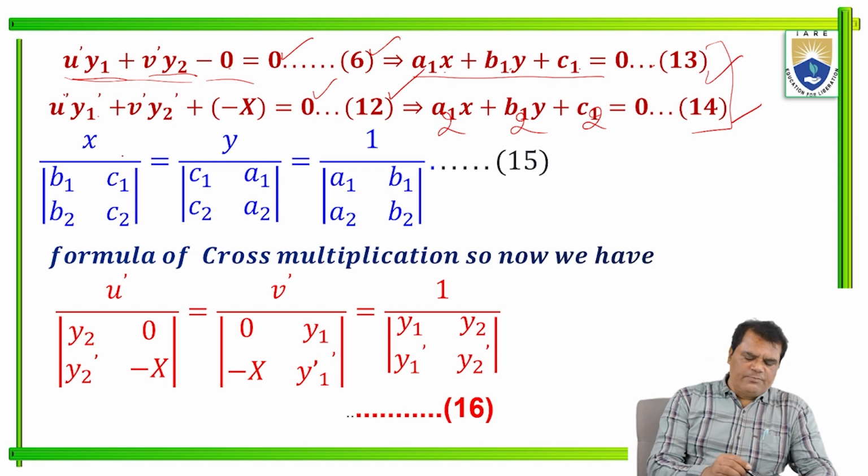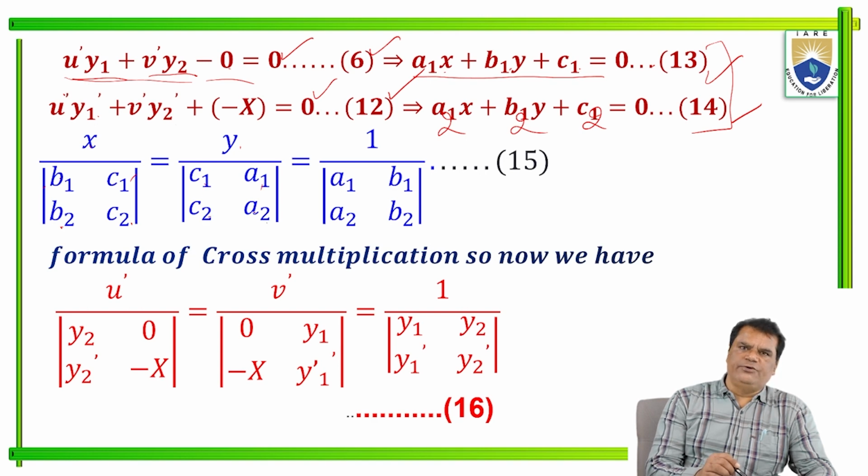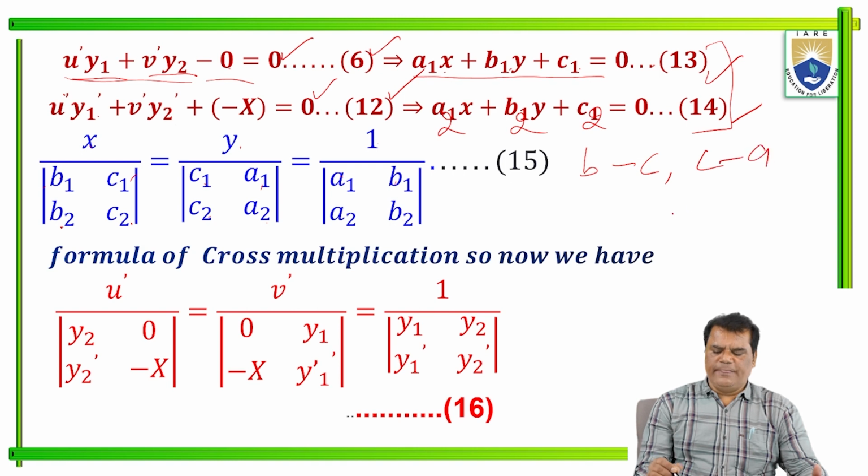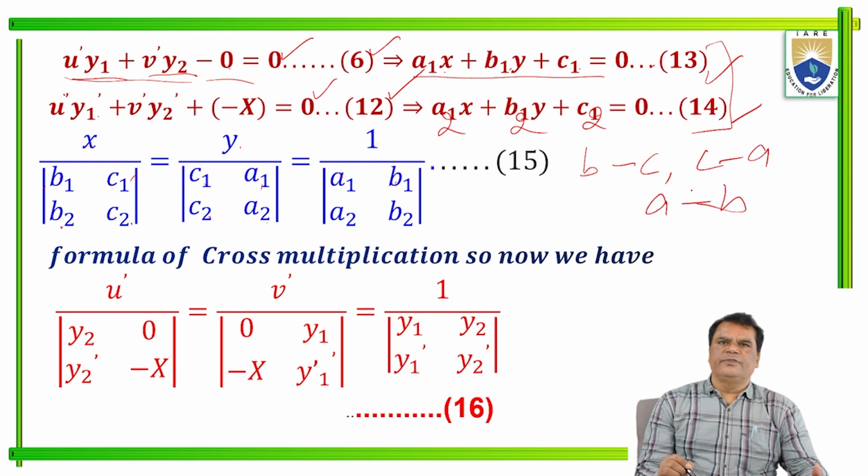So we apply this formula: x upon determinant b1, b2, c1, c2; y upon c1, c2, a1, a2; and 1 upon a1, a2, b1, b2. Here it is cyclic. We usually go in a cycle: b goes to c, c goes to a, and a goes to b. So b to c, c to a, and a to b.